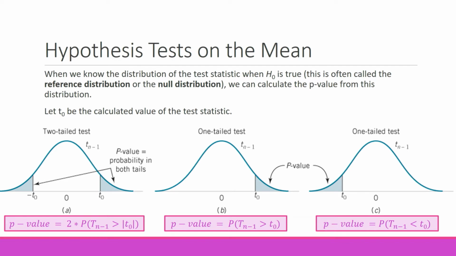So here we're going to let T naught be the calculated value of our test statistic. So if we are conducting a two-tailed test. Now you may ask, what is a two-tailed test? Recall, a two-tailed test is when we have a not equal to alternative hypothesis. So, going back to the situation we looked at on the previous slide, when our alternative hypothesis is not equal to, we could have mu not equal to mu naught.